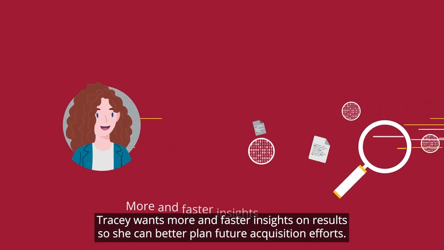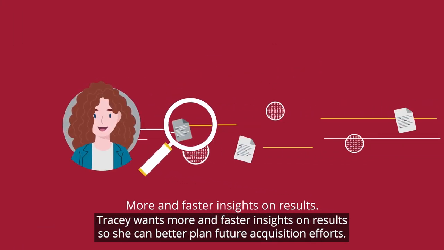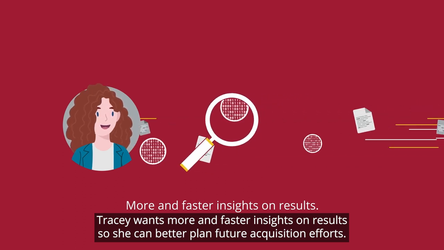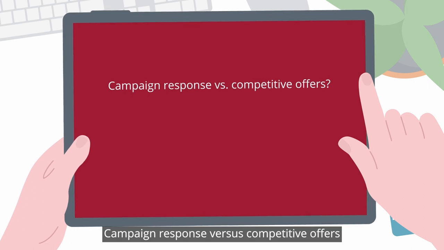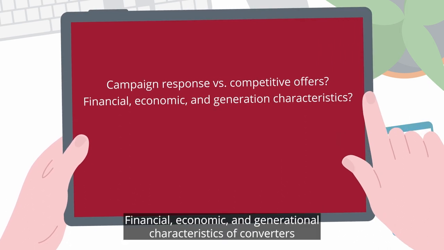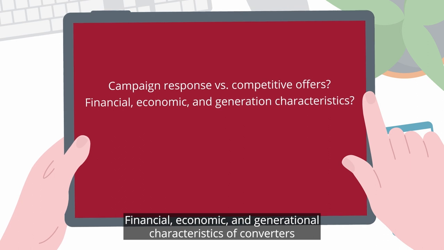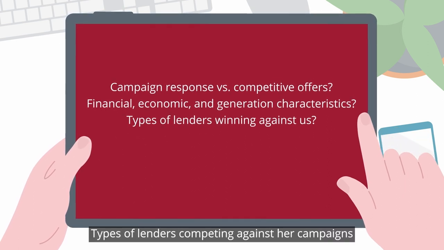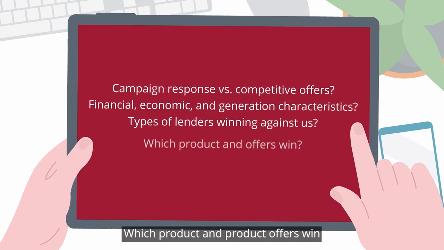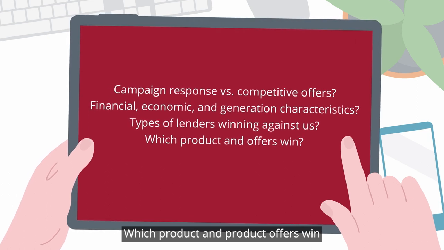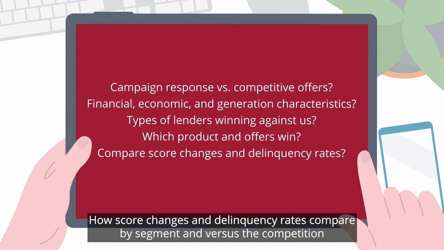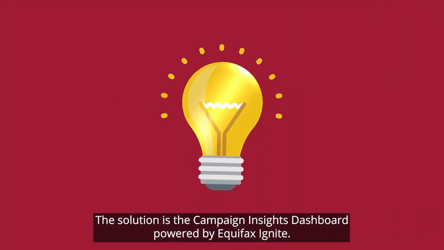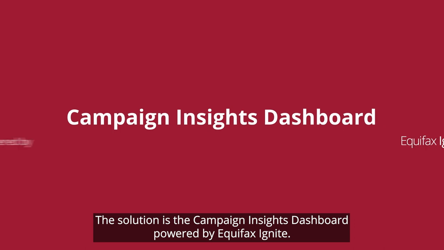Tracy wants more and faster insights on results so she can better plan future acquisition efforts. Tracy wants to know campaign response versus competitive offers, financial, economic, and generational characteristics of converters, types of lenders competing against her campaigns, which product and product offers win, how score changes and delinquency rates compare by segment and versus the competition. The solution is the Campaign Insights Dashboard powered by Equifax Ignite.